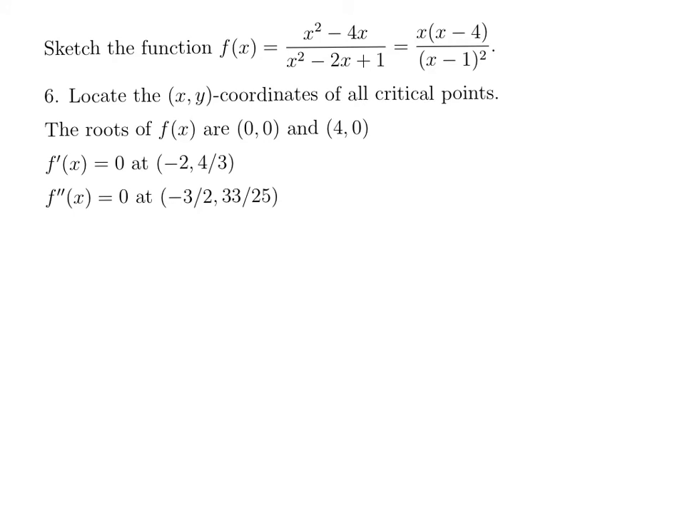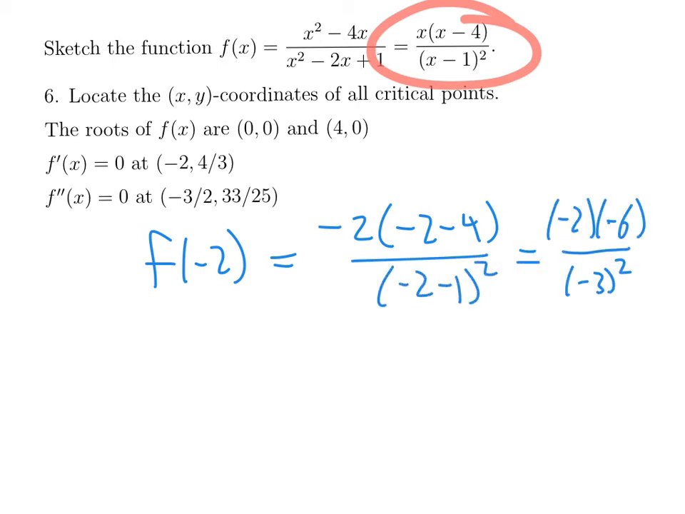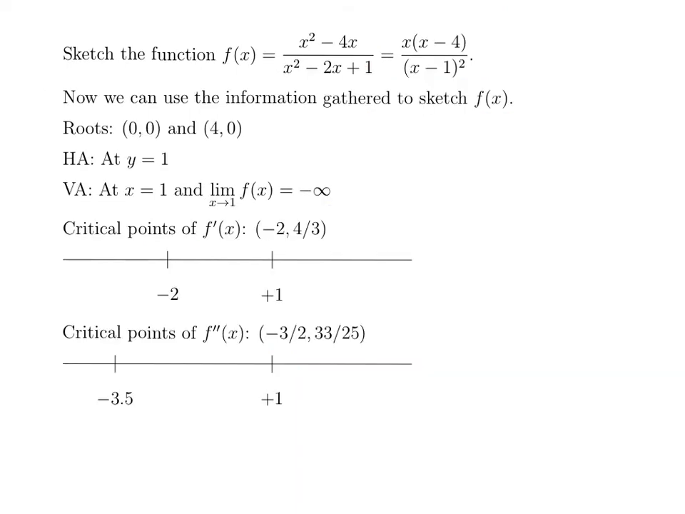To locate all of our critical points on the graph of the function, we need to remember to plug them in to the equation for the function. So the y value when x is minus 2 is gotten by plugging a minus 2 back into the original function. And then doing enough arithmetic to get us down to 4/3. You figure out all the other values that I've indicated here the same way.